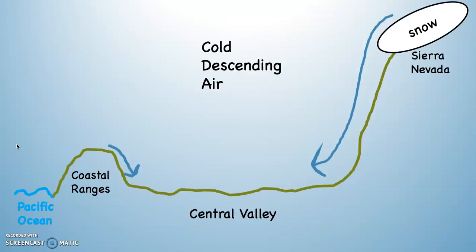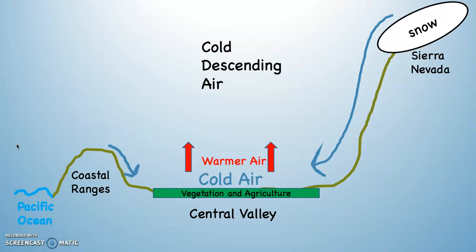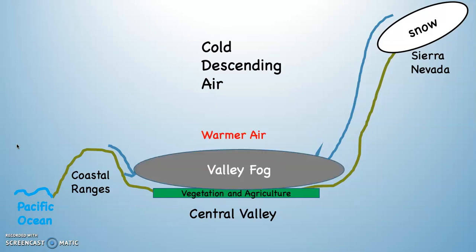Especially during the winter, the Sierra Nevada gets a lot of snow. It's famous for skiing in some places. Snow is cold. And what happens is cold air descends from the Sierra Nevada and the coastal ranges into the Central Valley. Then in the Central Valley, there's a lot of vegetation and agriculture, and the air's warmer down there. So what happens is that cold air settles on the valley floor, which pushes the warmer air up. That's the inversion layer. And that cold air absorbs moisture from the vegetation through transpiration and from whatever rivers are running through there through evaporation. It condenses and it makes the valley fog or the radiation fog.